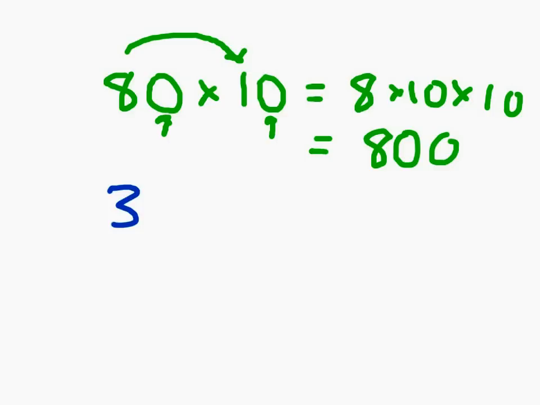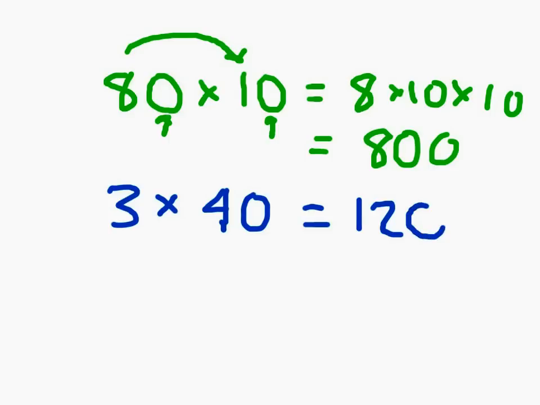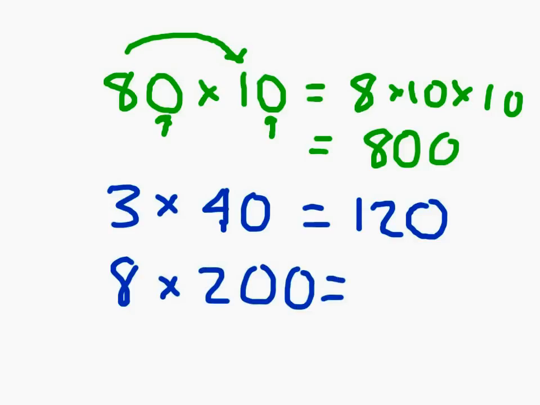We have 3 times 40. We'll start with that basic fact, 3 times 4, which is 12. And since we were talking about 4 tens, we have to add that 0 there. 8 times 200. What basic fact is going to help us? Right, 8 times 2, which is 16. And since we were talking about 200s, our answer is also going to be in the hundreds right there.